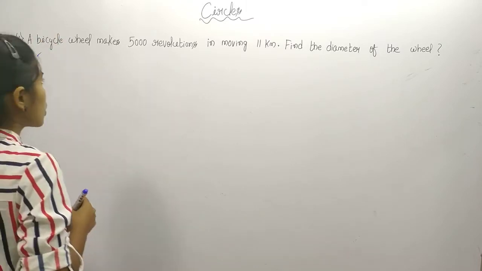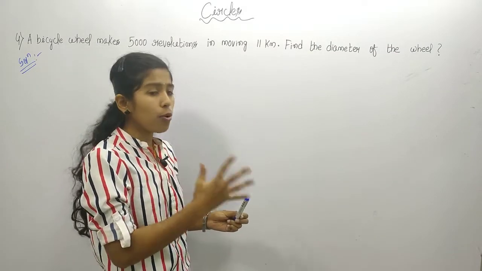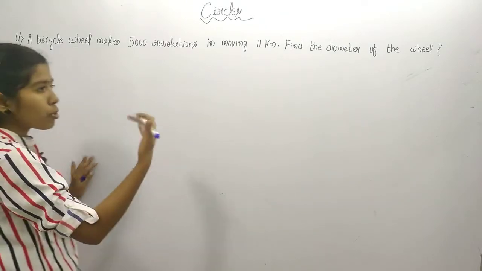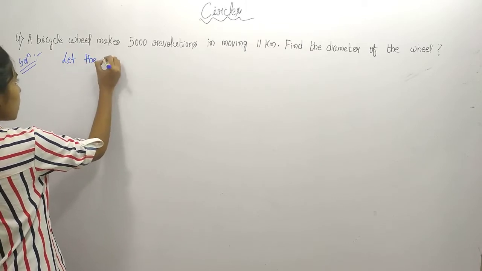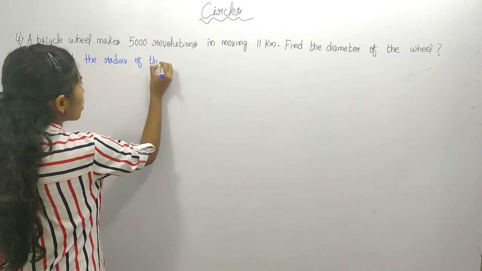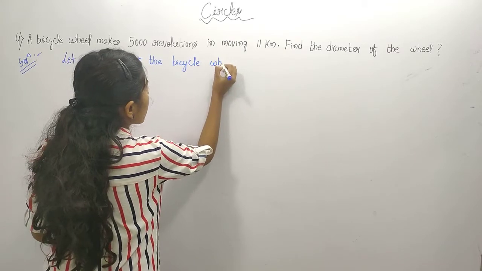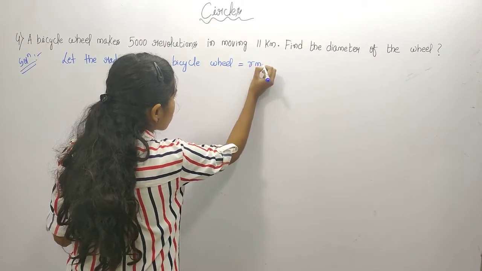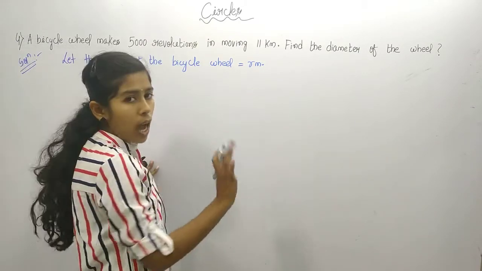So you see, first of all, bicycle wheel. For finding the diameter, first we need to know what is the radius of the bicycle wheel. Here you don't know the radius also. So what you have to do? Let the radius of the bicycle wheel be r meter. Okay. You will take the radius of the bicycle wheel as r meter.